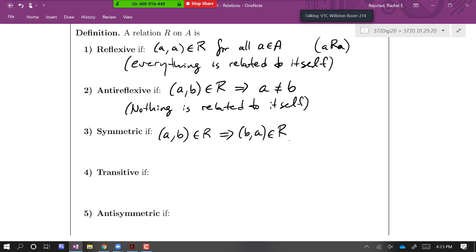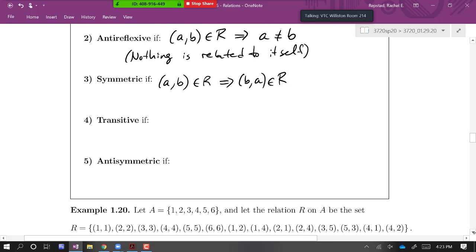I don't know why I put anti-symmetric after transitive on the list, but we're going to do anti-symmetric first. So symmetric means anytime you have an ordered pair in, then its flipped ordered pair is also in there. You have to have it. It's possible for a relation to not be symmetric if you're just missing one of the flipped ordered pairs. That's all that's required, is that you just don't have every single one of them.